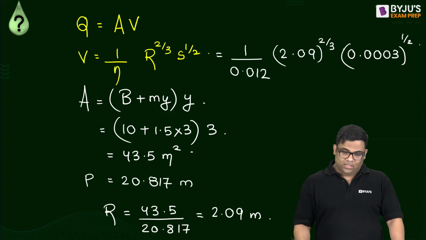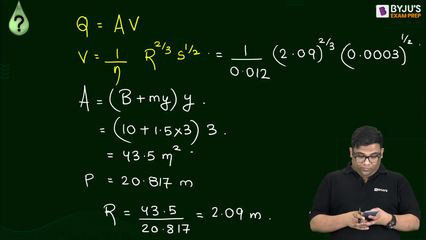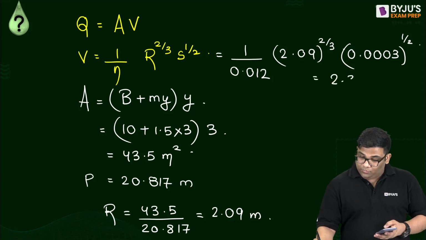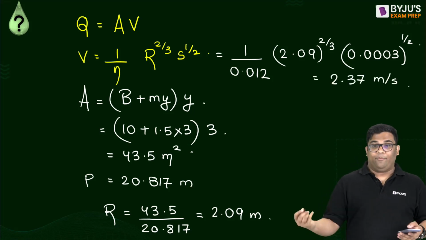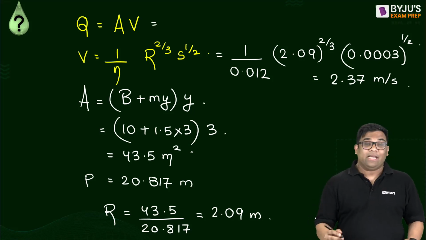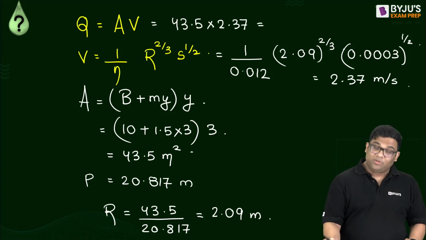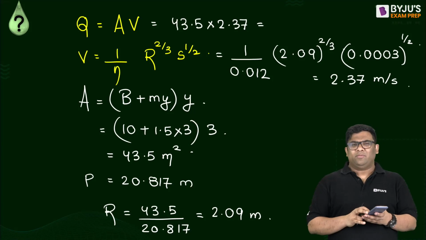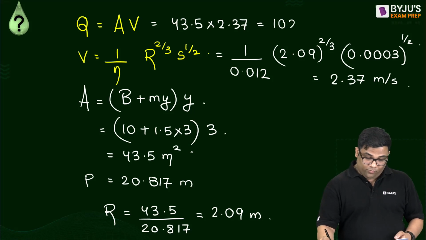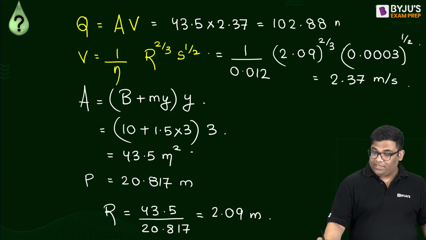Yes, very nice. So how much am I getting for this velocity? Let us see. 2.09 to the power 0.67, divided by 0.012 and then multiplied by square root of 0.0003. So I'm getting a velocity of almost 2.37 meter per second if I approximate it. And discharge will be area, which we already know, 43.5 into 2.37. Actually we got 2.365, so let me take 2.365 and 43.5. I'm getting almost 102.88 meter cube per second.